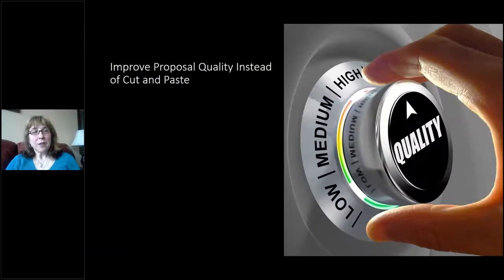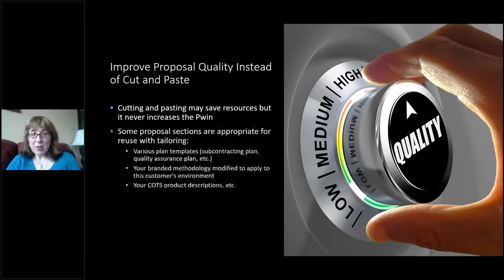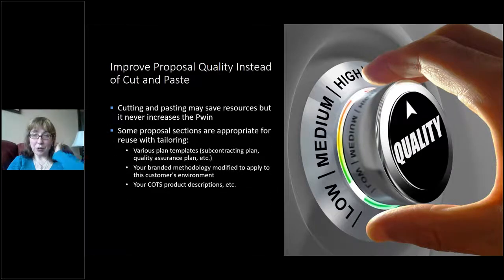So, first task is to improve proposal quality instead of sticking to the idea that cut and paste will do. Cutting and pasting may save resources, but it actually never increases win probability. Now, some proposal sections are appropriate for use with some tailoring, of course. Various plan templates like subcontracting plan, quality assurance plan. Of course, you don't just give the customer a quality assurance plan that's not tailored to this project. That's not very effective either. So you have to make sure that you tailor.